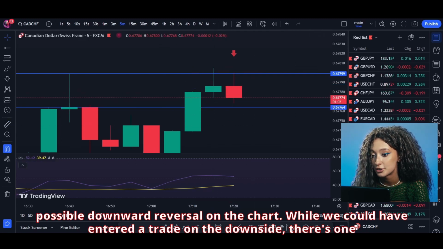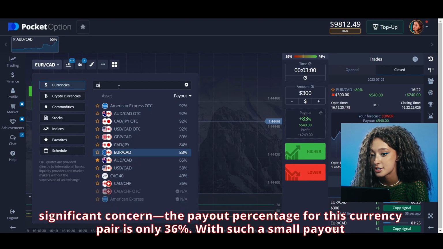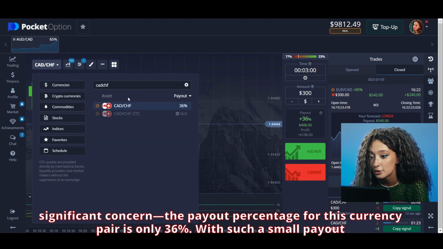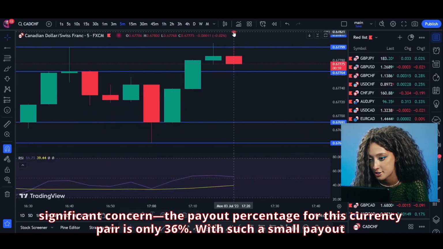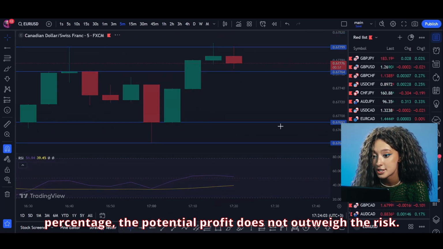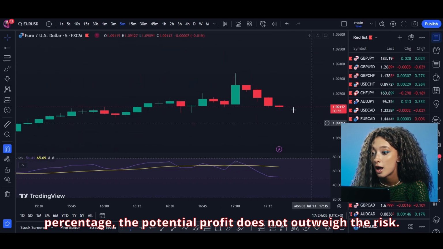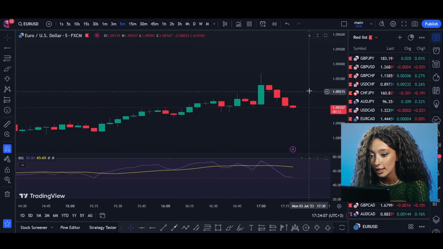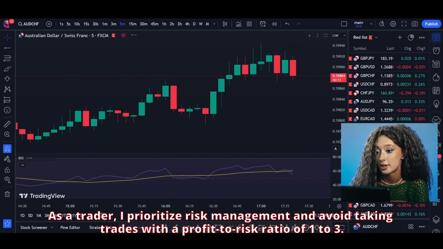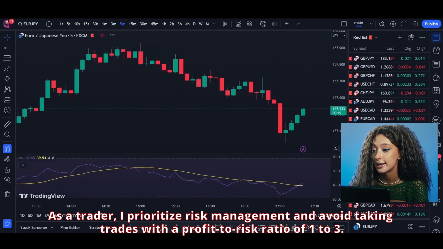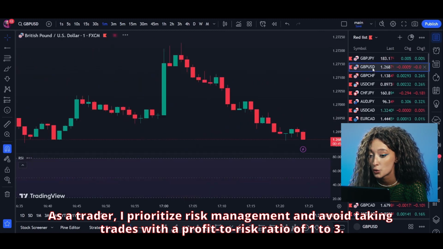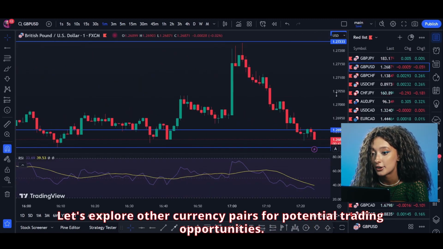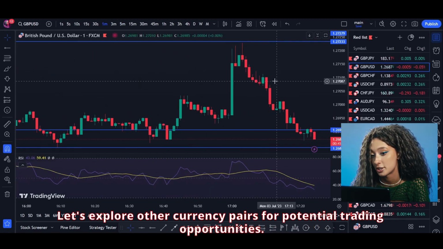While we could have entered the trade to the downside, there is a significant concern: the payout percentage for this currency pair is only 36%. With such a small payout percentage, the potential profit does not outweigh the risk. As a trader, I prioritize risk management and avoid taking trades with a profit-to-risk ratio of 1 to 3. Let's explore other currency pairs for potential trading opportunities.